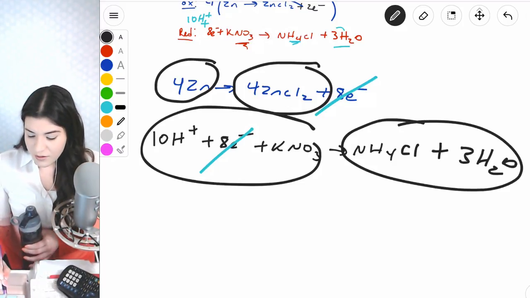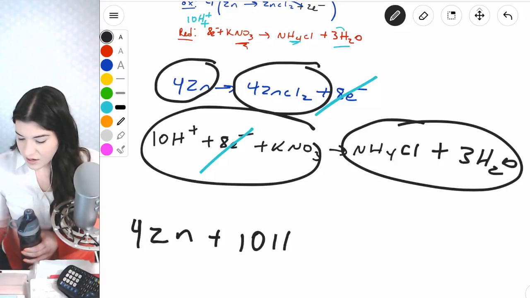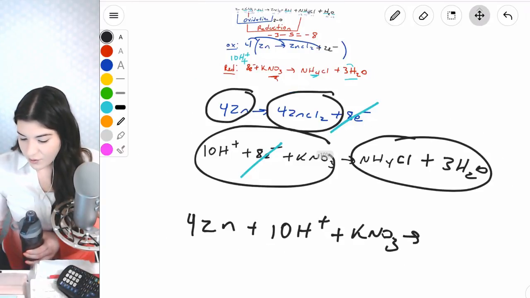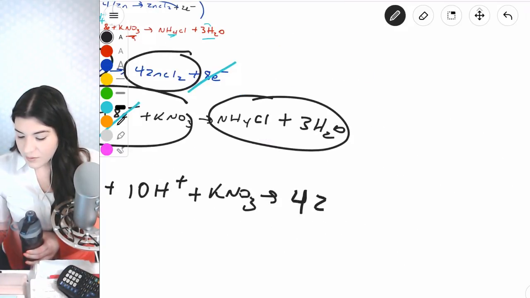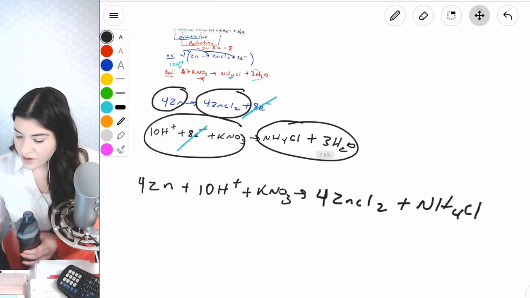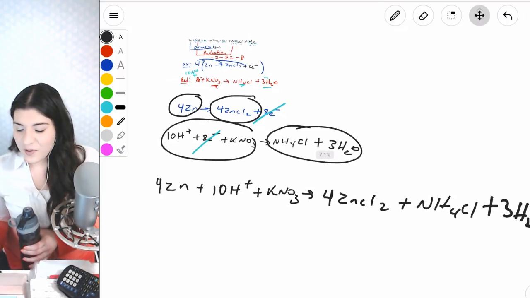So this would have been 4 zinc plus 10 H pluses plus KNO3. These are longer questions, I know. 4 zinc chloride plus NH4Cl, and then plus 3 waters. There we go. I fit it all there. Okay, perfect. So that would have been our answer.